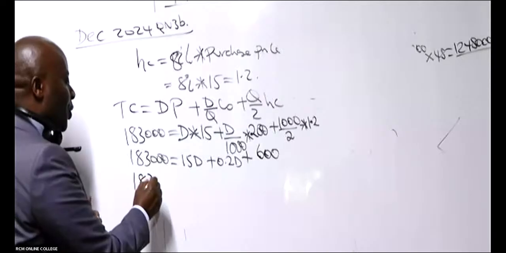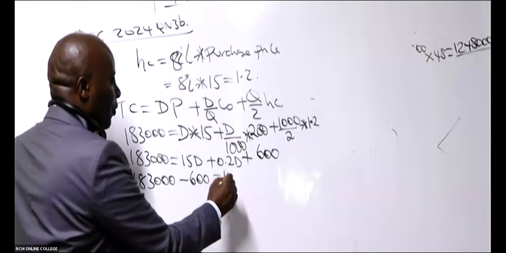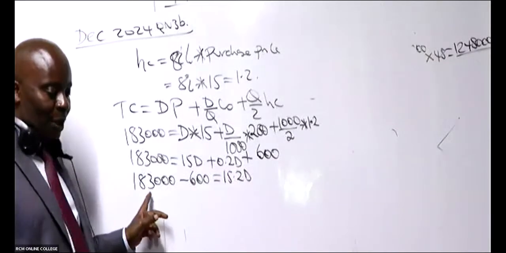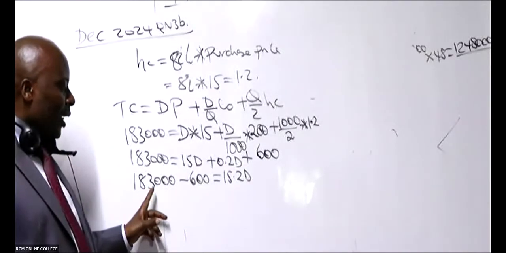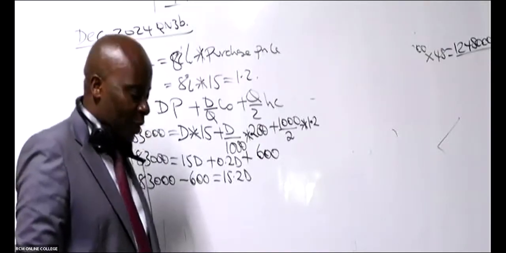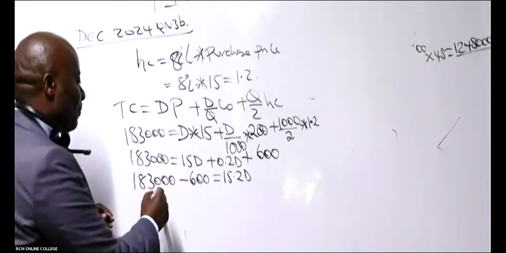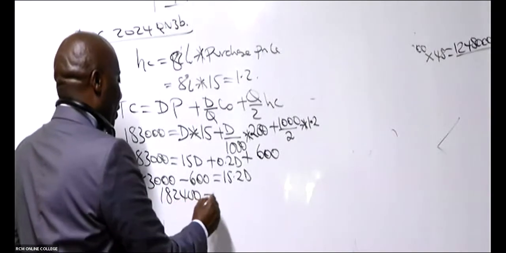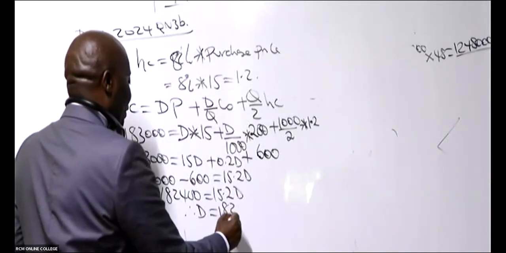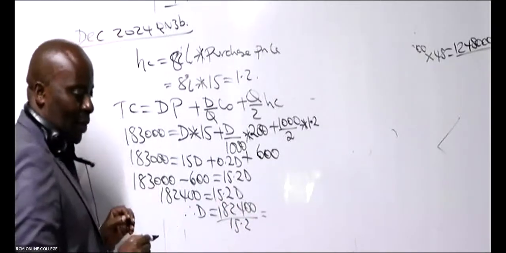Then when it crosses the equal sign, we expect it to be a negative, isn't it? Then this will be 15.2 dog. So can somebody do these subtractions for me? 183,000 minus 600 will be 182,400. So 182,400 equals 15.2 dog. Therefore, dog will be 182,400 divided by 15.2, which will give me what figure?